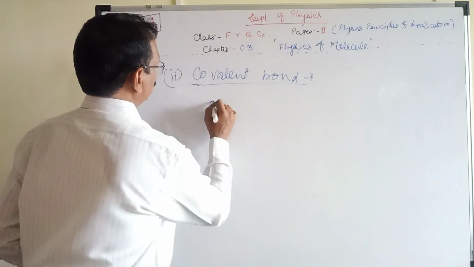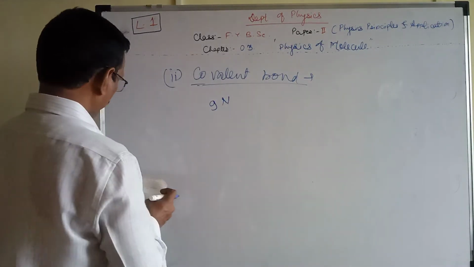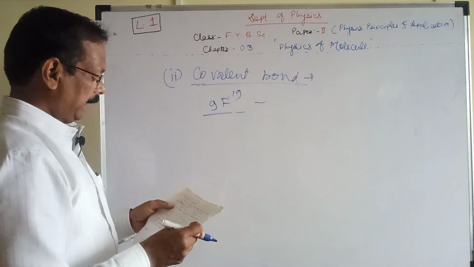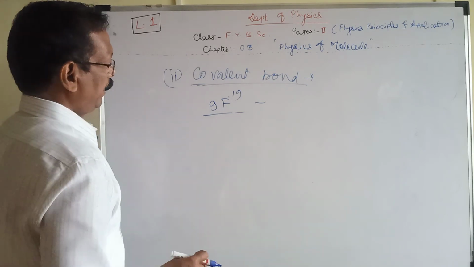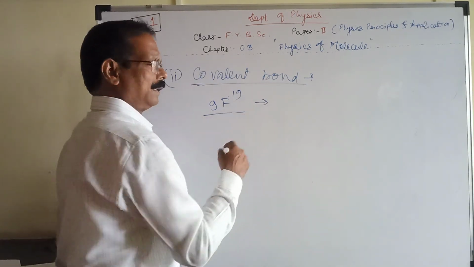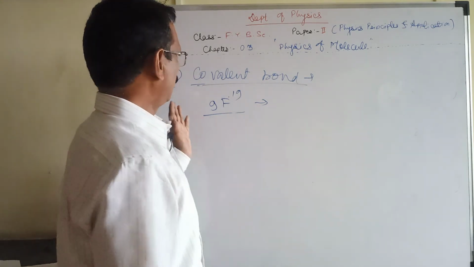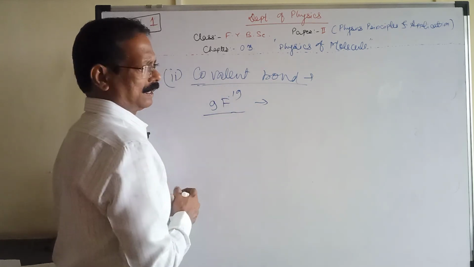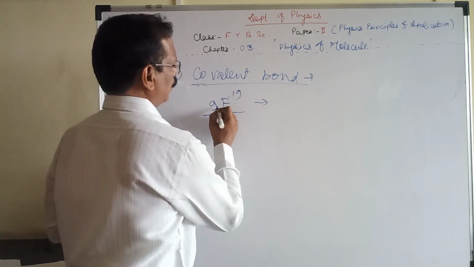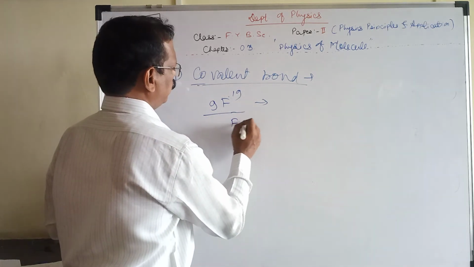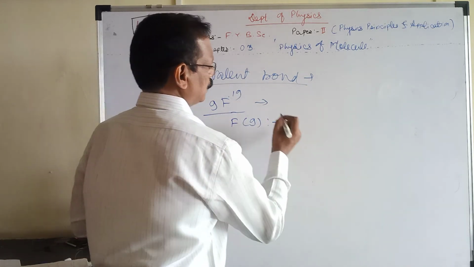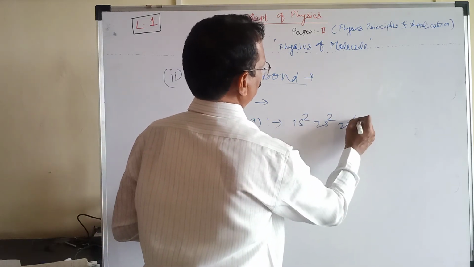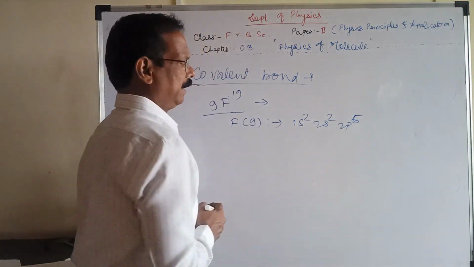Suppose we consider 9F19, the example of fluorine. So 9 is nothing but the atomic number of fluorine. So we can take one example, and in the next lecture we can take other examples of covalent bond, and then we have to see what is the van der Waals bond. Just for the sake of simplicity, we consider this. Fluorine having atomic number 9, what is its electronic configuration? It is 1s2, 2s2, 2p5. So this is the electronic configuration.